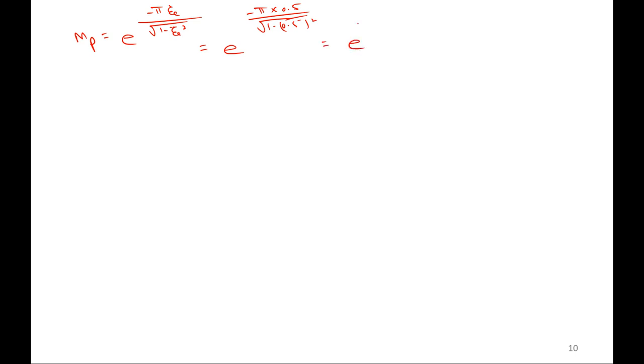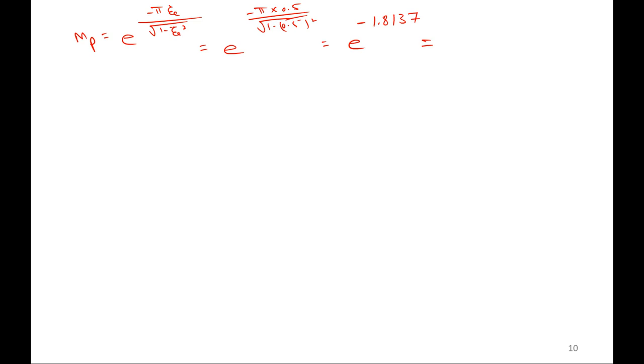So e to the power of minus, we'll simplify this. Root of 1 minus 0.5 square. The denominator I am doing first. Take its inverse, it will go to the numerator, into pi into 0.5. So I will be getting overall 1.8137. We will do this: shift e to the power of minus 1.8137.